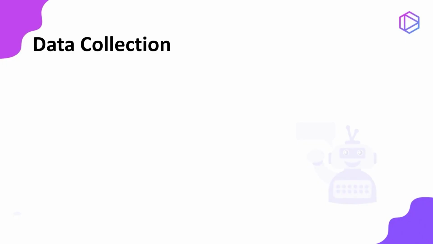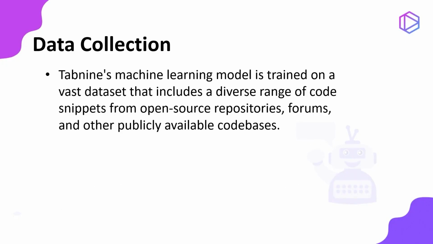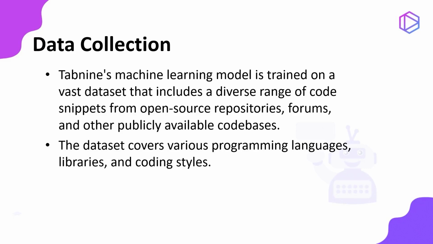Let's begin. So, data collection. First, Tabnine's machine learning model is trained on vast datasets. Those include a diverse range of code snippets from open source repositories, forums and other publicly available code bases. For example, Stack Overflow, where queries and answers are collected so that these AI tools can provide the most relevant and suitable suggestions to developers. The datasets cover various programming languages, libraries and coding styles.